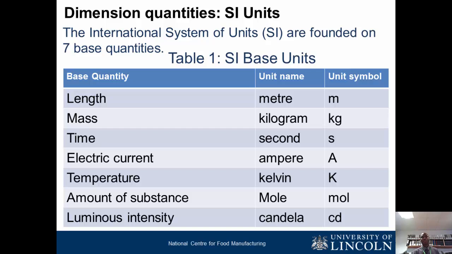Now, what are the base quantities? We have length, mass, time, electric current, temperature, amount of substance, and luminous intensity. Here we know that length is measured in meters and the unit symbol is m. Mass is measured in kilograms and the unit symbol is kg. Time is measured in seconds and the unit symbol is s.